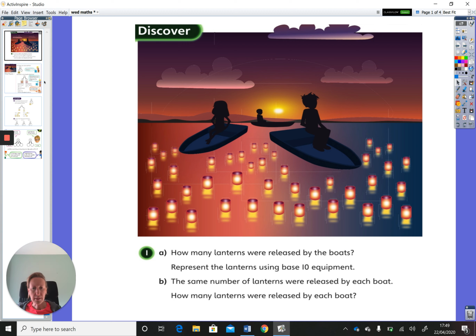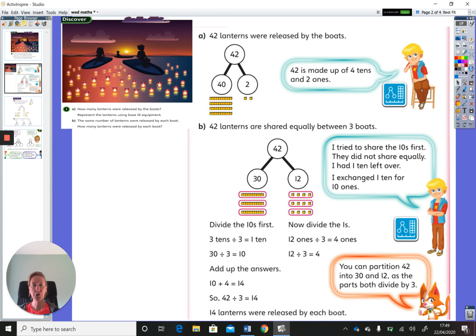looking quite relaxed actually, and lots of lanterns. And it says, how many lanterns were released by the boats? And then B, the same number of lanterns were released by each boat. How many lanterns were released by each boat? And what I'm going to do now is show you how you could answer this.